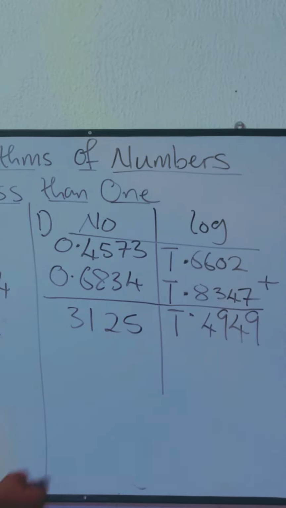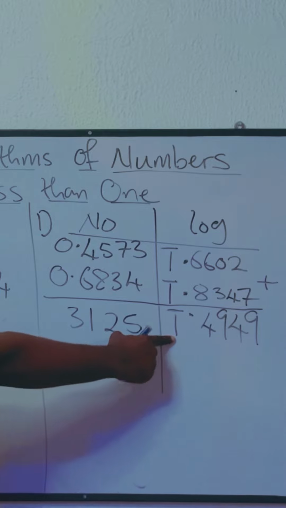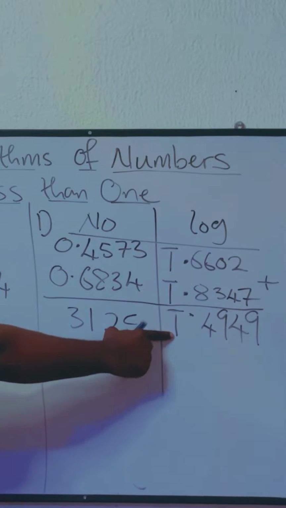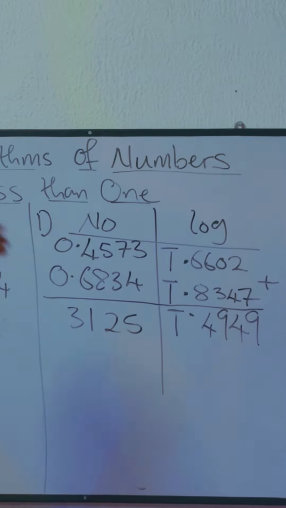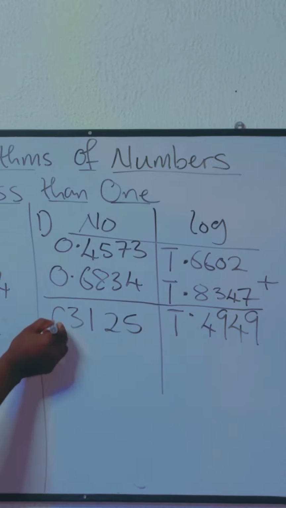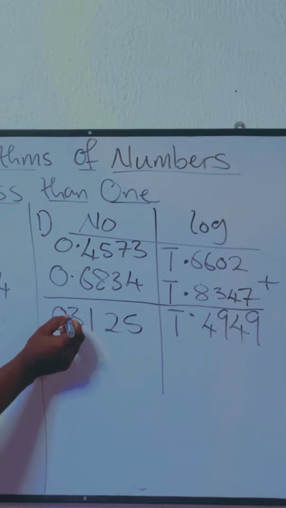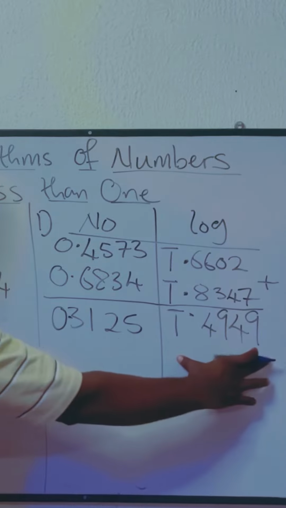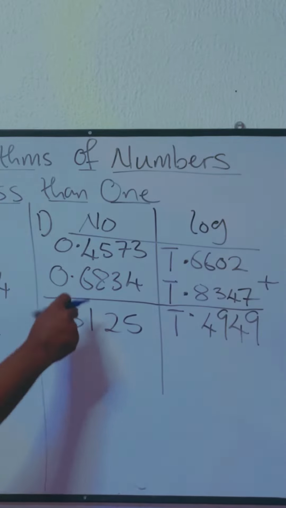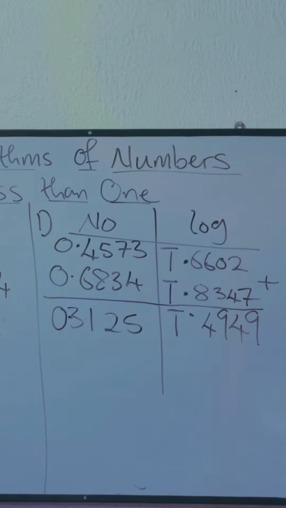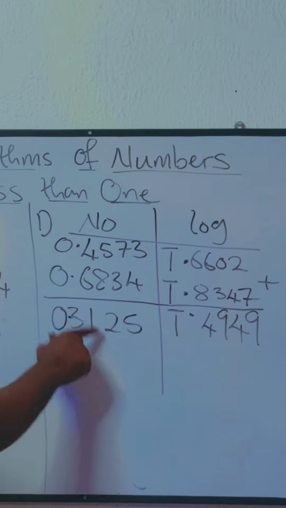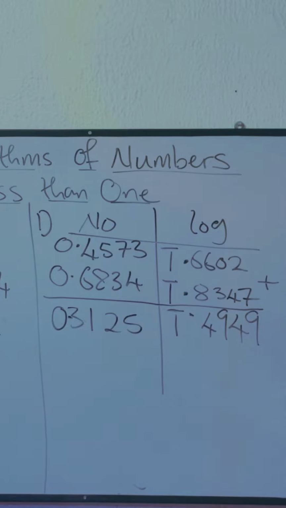So the next thing is, I'm going to ask myself, what's in the characteristic? That's bar 1. This indicates just 1 0. So I'm going to put a 0 here, just 1 0. And right after that 0, I'll put my point. So the answer to this is 0.3125. So if you took your calculator and you punched in 0.4573 times 0.6834, you're going to get 0.3125. Let's take example 2.